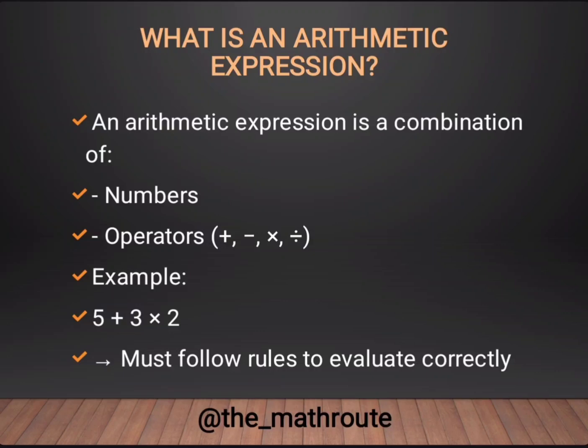So it is a combination of numbers and operators, which are the fundamental operators plus, minus, into and the division symbol, obelus. So an example can be 5 plus 3 into 2, and it must follow rules to evaluate correctly. So here 3 into 2, the product, constitutes a single term; only plus and minus constitute separate terms. So for plus and minus expressions alone, we could say if there are n operators then there will be n plus 1 terms for the given expression. So n operators, n plus 1 terms is the key highlight here.